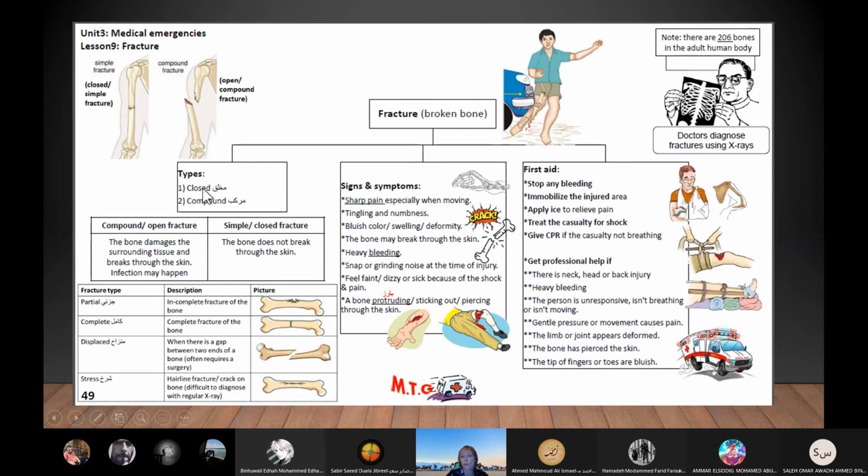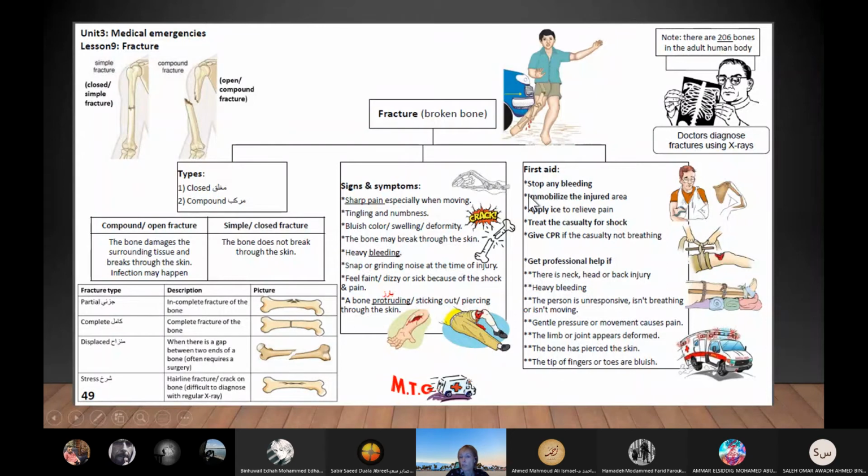So we were looking at different types of fractures, either closed or compound. When we say closed, we mean that it's a simple fracture. It didn't go through the skin. So it's not going to go through the skin here. But if we have something that is compound, we mean it's open. So it means that it's going to break through and cause a wound here on the arm. Okay, much more dangerous. So we would have signs of sharp pain, heavy bleeding, and so on.